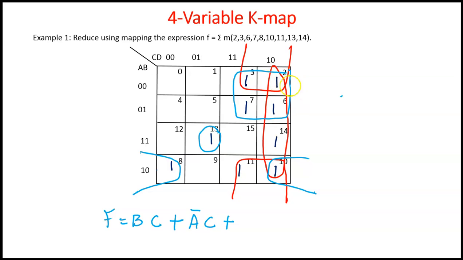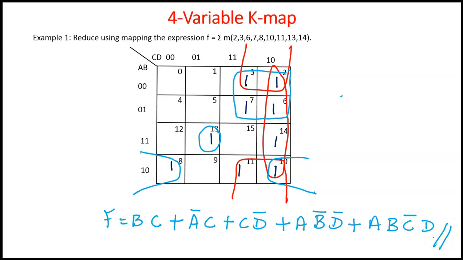This four is one grouping, so here C and D are not changing, so C D bar. Now this 8 and 10 is one double grouping, so A B bar, and here D is also not changing, so D bar. Then finally the single grouping, that is A B C bar D. So this is the expression for the given minterms.